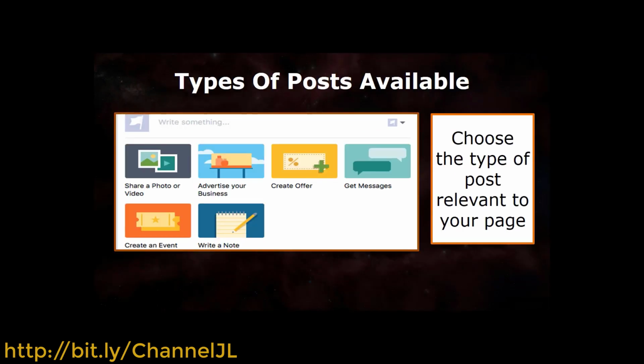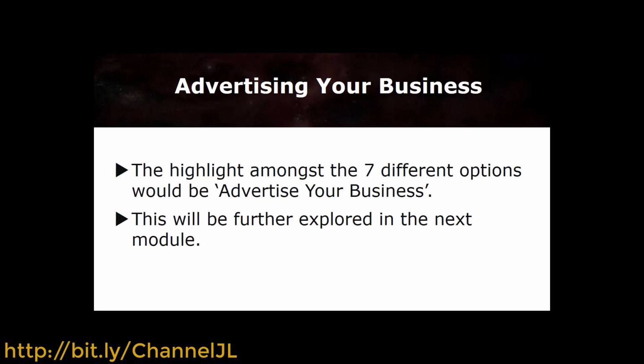As you can see, there are about 7 different options of posts for you to choose from. All you need to do is choose one that is relevant to your page and post at that time and follow the instructions that come with it. You have options like upload photos or video posts, advertise your business, start a live video, direct message, create an event, create an offer, and finally, writing notes. The highlight amongst the 7 different options would be advertise your business, which will be explored further in the next module.